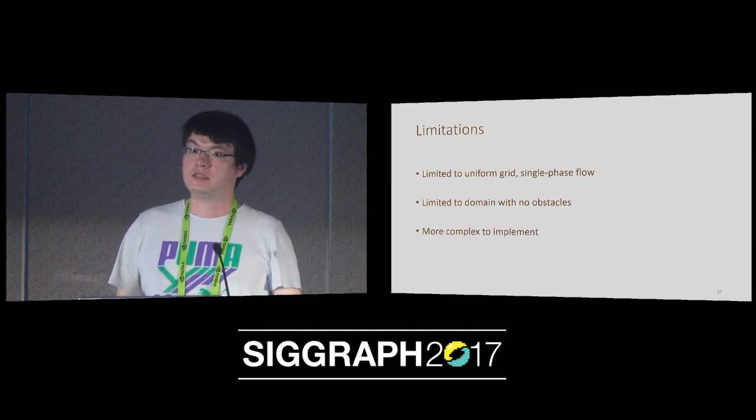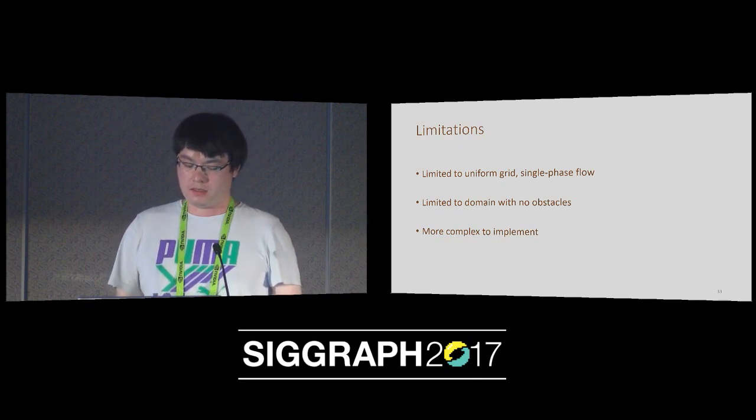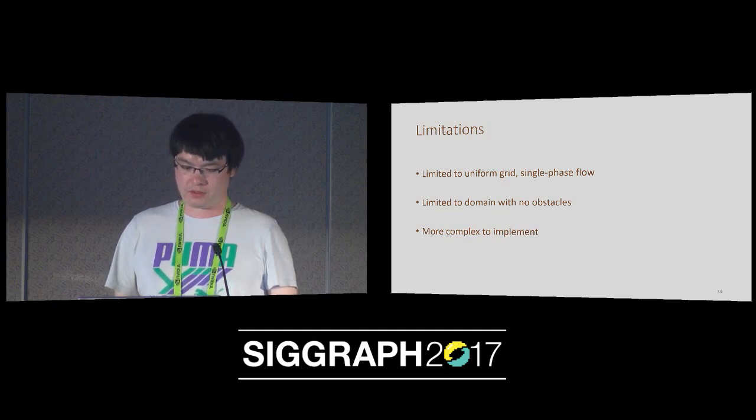But the current implementation still has some limitations. I think there are 3 of them. The obvious limitation is that we are currently limited to uniform grid and single-phase flow, although theoretically we can extend to other discretizations such as triangle or tetrahedral mesh. Accounting for free surface is still difficult. And we do not take into account solid obstacles in the domain. This might require a new coordinating scheme.